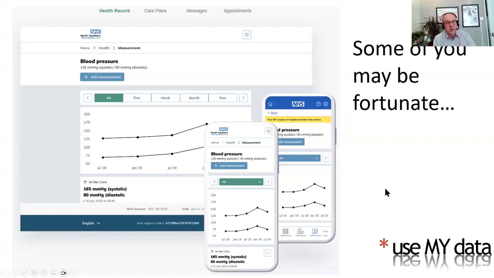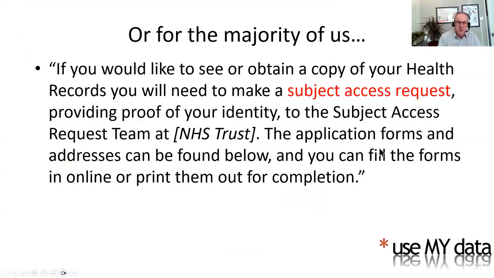So when you hear the sort of political rhetoric, if you like, "oh, we're giving access to people to their records all the time," that's not true. We can by and large see our GP records, but hospital records pretty much not seeable by us. So for the majority of us, if you want to see your health records or your hospital, this is the way you do it. You put a subject access request in, provide proof of your identity, and you give it to the NHS Trust, fill the appropriate forms.